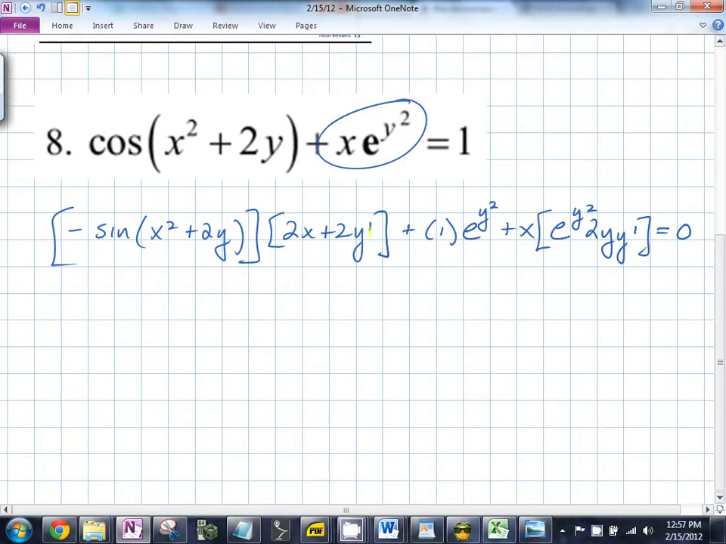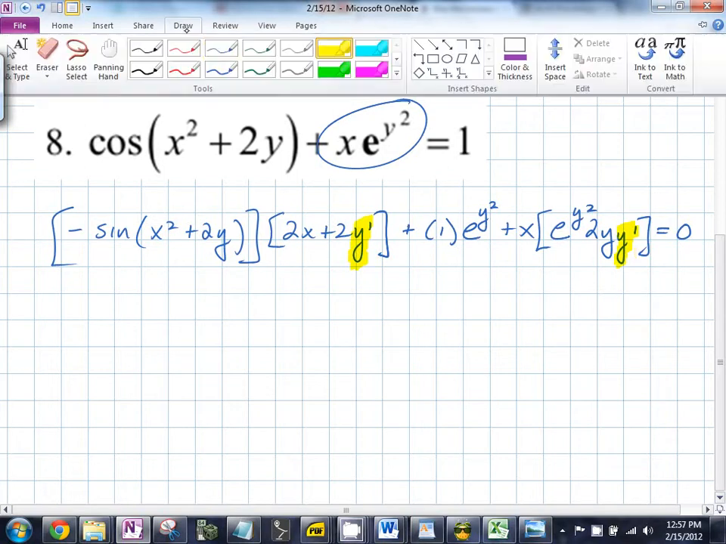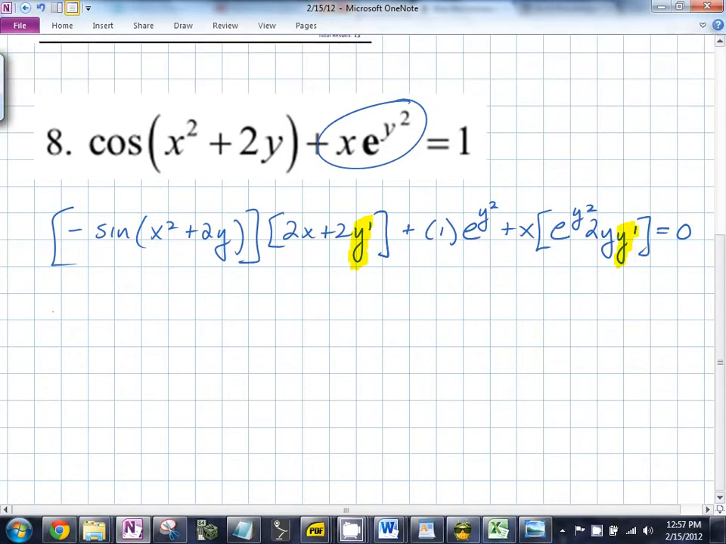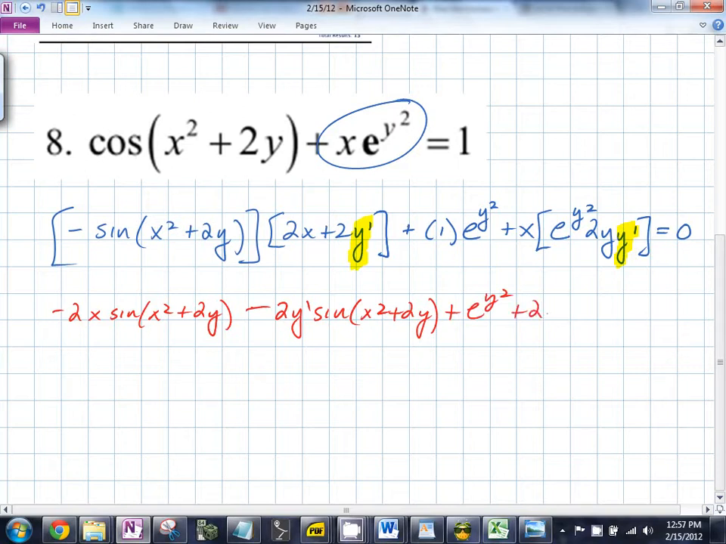Y prime. We have a y prime right there, and we have a y prime right there. So we want everything with y prime on one side and everything else on the other. So we need to clean this up a little bit. So this is going to be negative 2x sine of x squared plus 2y minus 2y prime sine of x squared plus 2y plus e to the y squared plus 2y y prime e to the y squared equals 0.